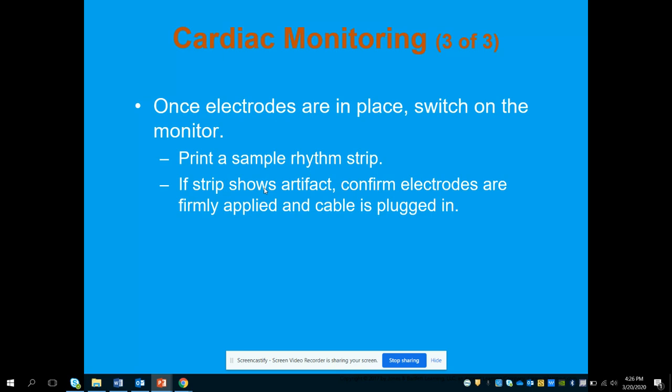And if there is any artifact there, then you want to make sure that the cables are plugged in, make sure everything's hooked up the way that it should be. And then check your placement, make sure everything is sticking to the skin, especially if the patient is very diaphoretic or sweaty. You're going to have some trouble with those sticking. So you may want to dry the patient off. You may need to put a new sticker on. So just take a look and make sure everything is where it should be to see that you got a good reading.